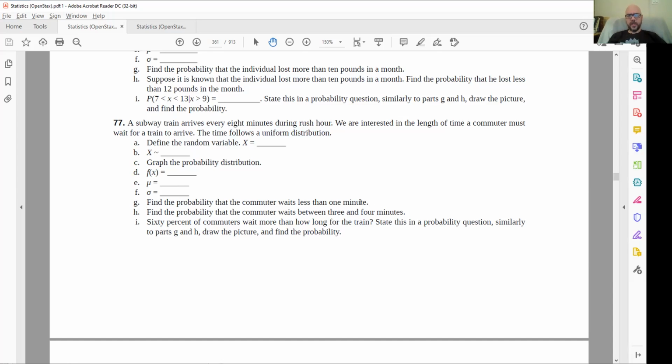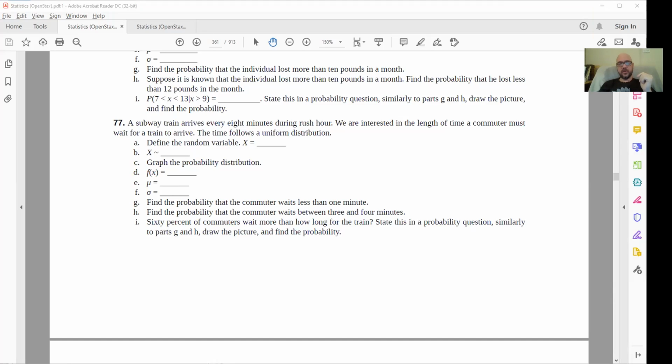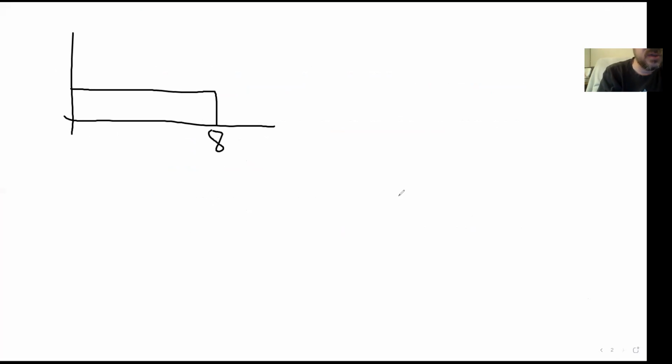Find the probability that the commuter waits less than 1 minute. So we'll draw this one, but this one's actually really easy. You barely even have to do any work. In fact, you really don't. Our distribution looks like that, where this is 8 and this is 0. The question asks, what's the probability they wait less than 1 minute? Well, if this is 1/8 here, then 1 times 1/8 is the probability. So it's 1/8, so 0.125 or 12.5%.